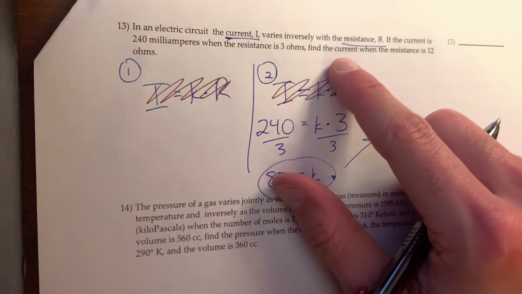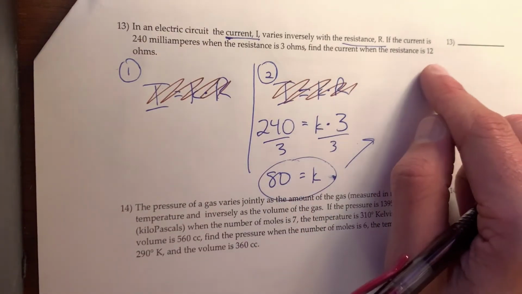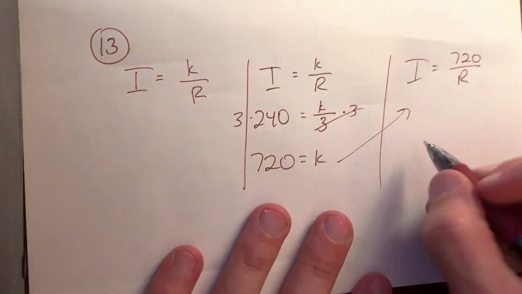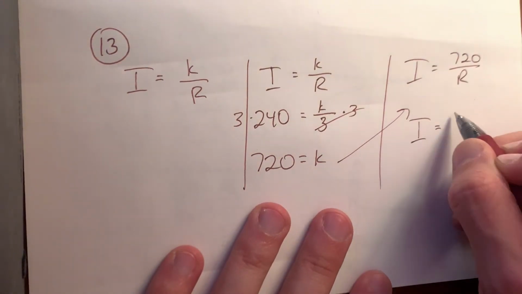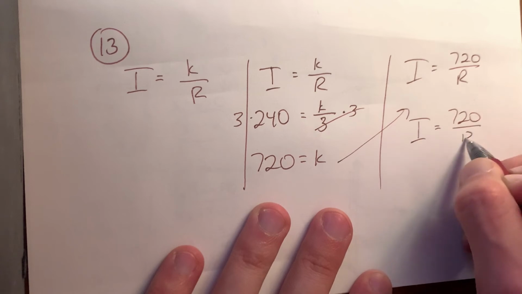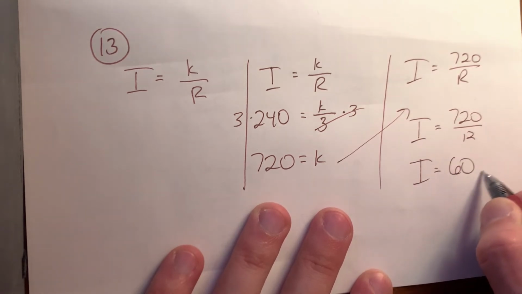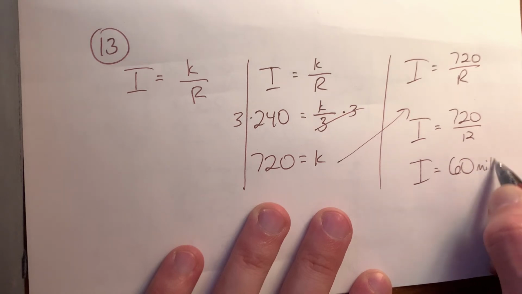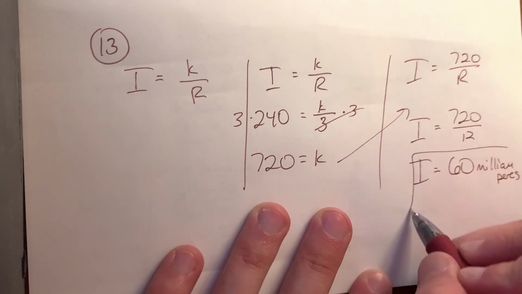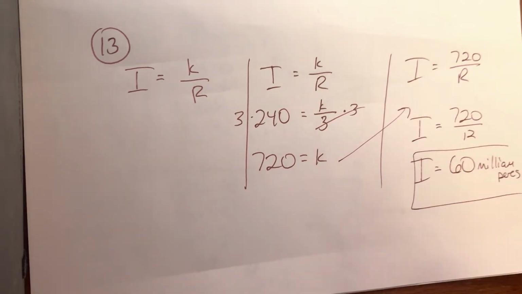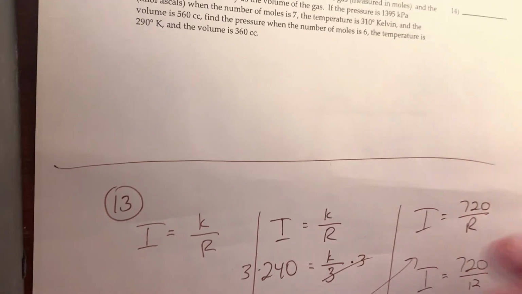Okay. Then let's answer what it's asking. It's asking us to find the current. So find I when the resistance, or R, is 12 ohms. Okay. So if R is 12, 720 over 12, and I would equal 60, and that unit again they use for current is milliamperes. There you go. Not elephant ears, but milliamperes. Classic. Okay, number 14, last one.